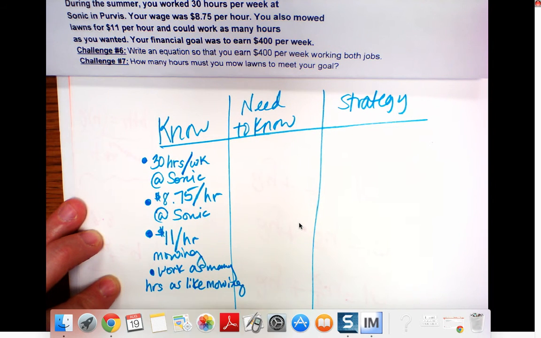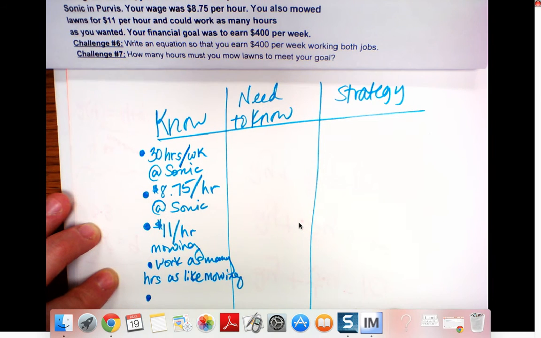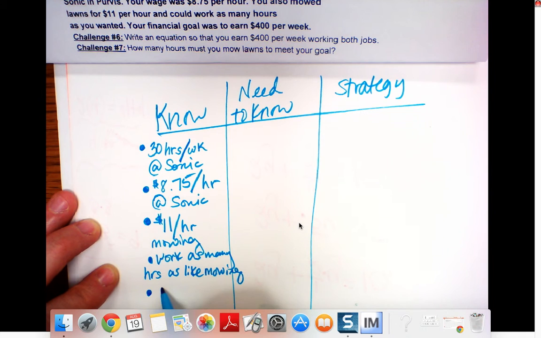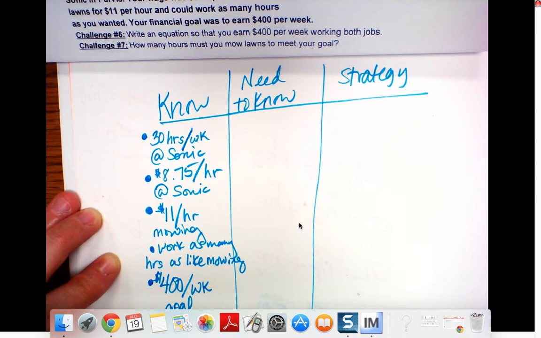And the last thing is that your financial goal was to earn $400 per week. So we want to earn $400 per week. So that's the goal. $400 per week is the goal.